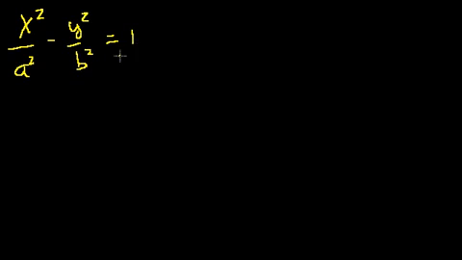In the last video, I told you that if I had a hyperbola with the equation x squared over a squared minus y squared over b squared is equal to 1, that the focal distance for this hyperbola is just equal to the square root of the sum of these two numbers, the square root of a squared plus b squared. In this video, I really just want to show you that.